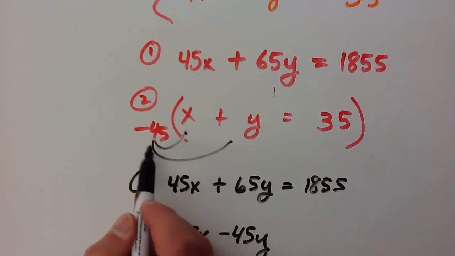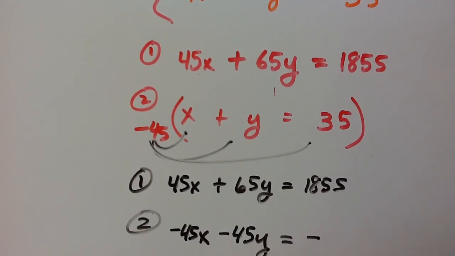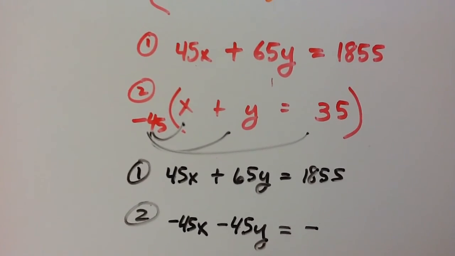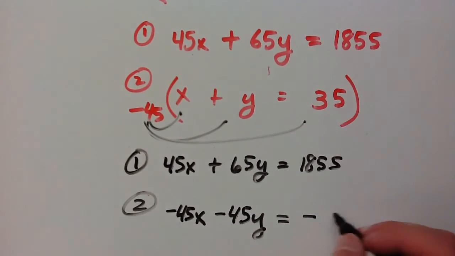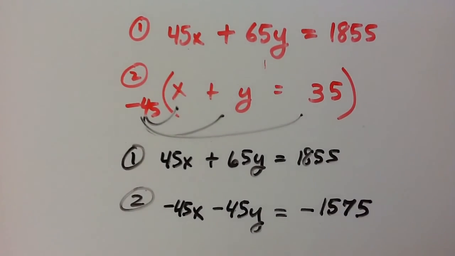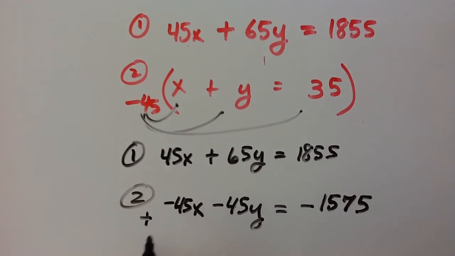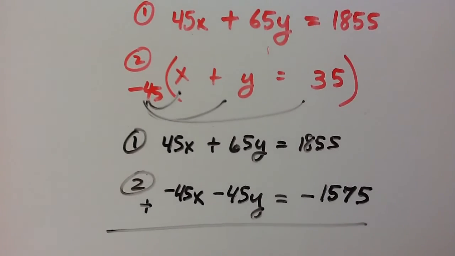Do you see how I'm showing the rainbow here? Negative 45 times 35, that's going to equal negative. And what's 45 times 35? 45 times 35 is 1575. Okay, so now my equations are lined up. I have opposite terms. Next would be to add. Put a little plus sign for add. Draw the equal sign across the problem.